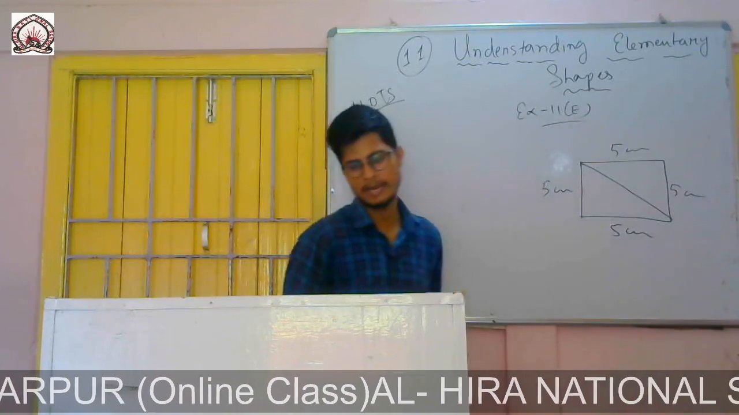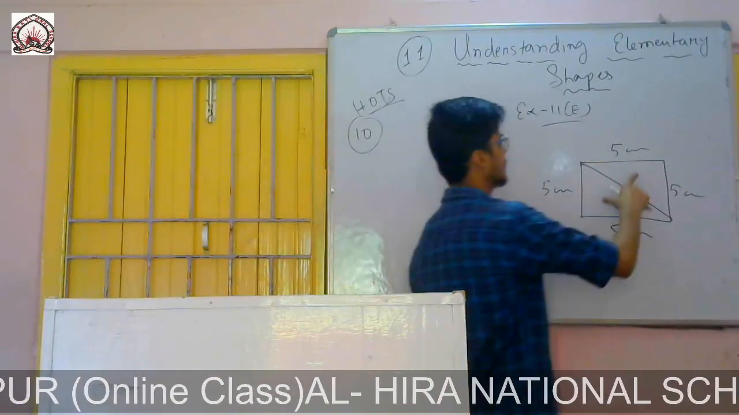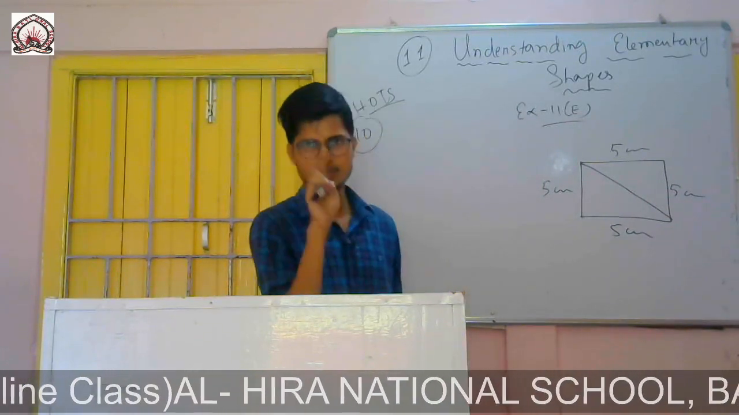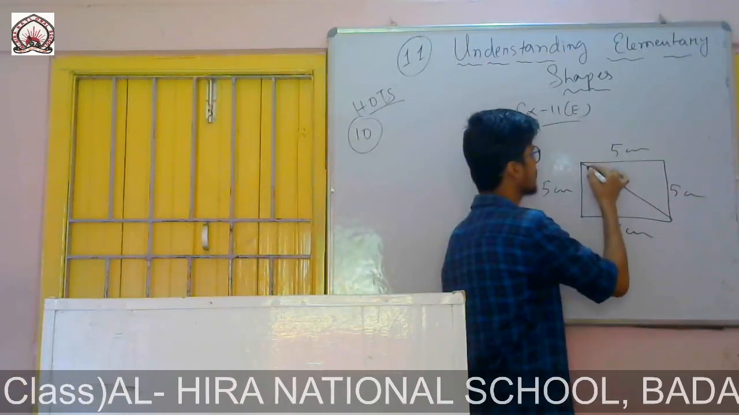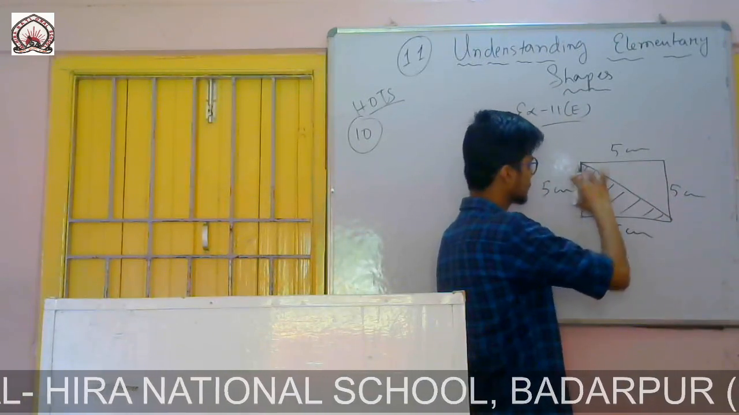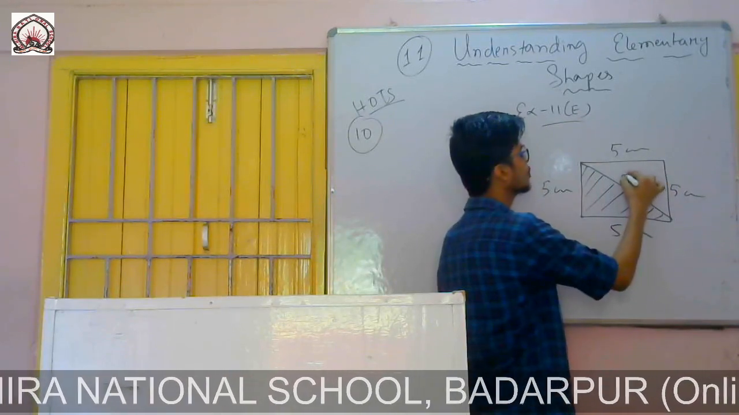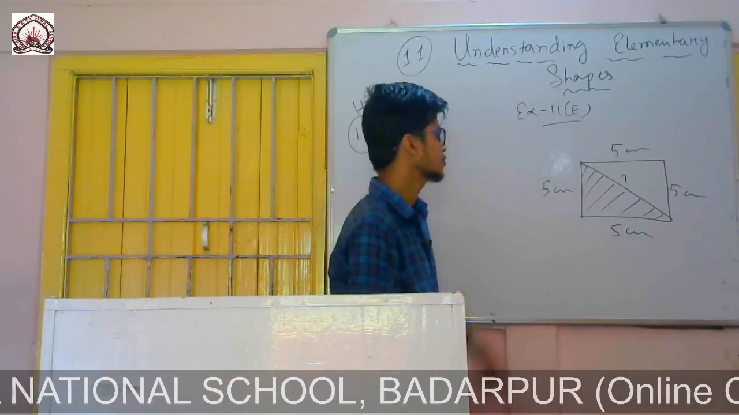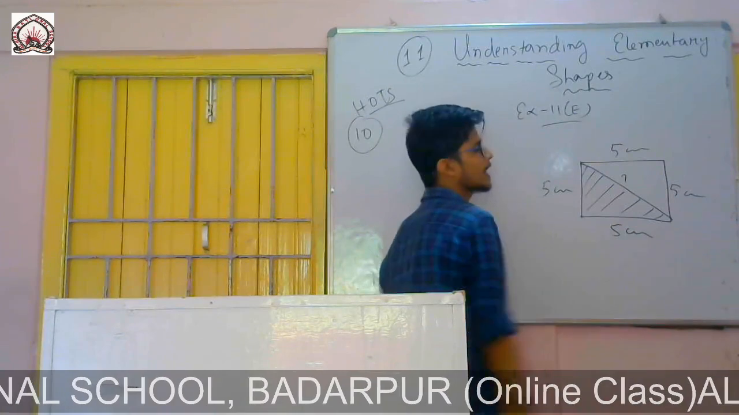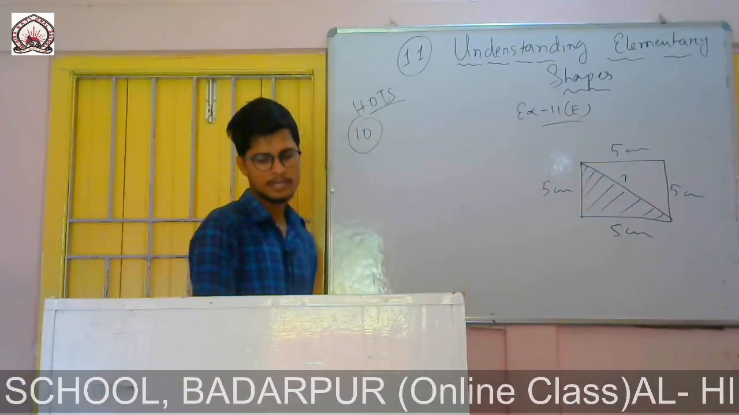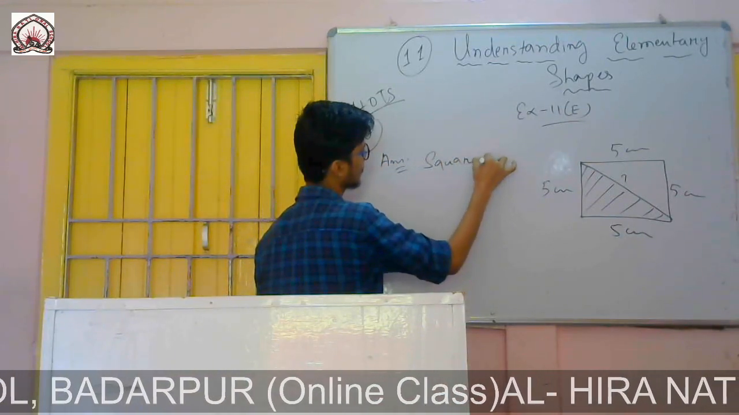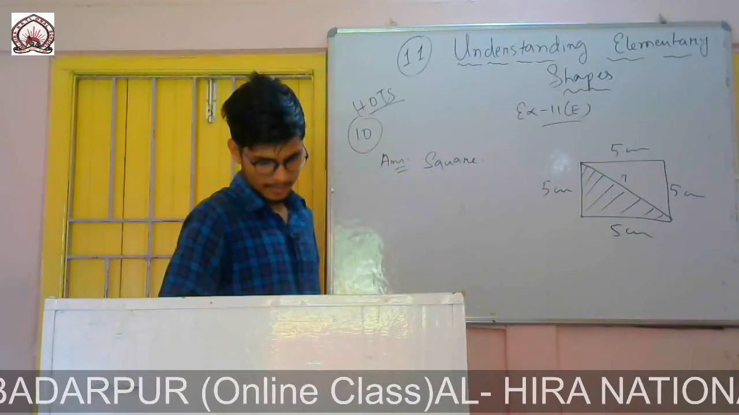If I divide the figure by a diagonal, then it will be an isosceles triangle. To be an isosceles triangle, two sides should be equal. So you see in this triangle one side is 5 centimeter, another side is 5 centimeter, and this side we don't know, it will be more than 5, it is the hypotenuse. So this is an isosceles triangle. So the answer is that only in case of a square it can be possible. Answer will be a square.